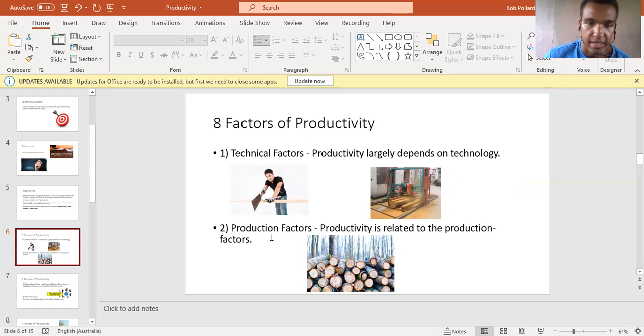The second factor is production. It is related to the production factor. So the production of all departments should be properly planned, coordinated, and controlled. So for example, the right quality of raw materials should be used for production. The process should be simple and standardized. If everything goes well, it will increase productivity. So those are production factors.